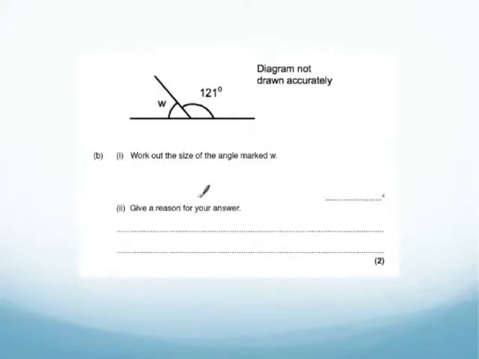Let's look at our next question. This is part B. Work out the size of angle marked W. So that's this angle here. And then we want to give a reason for the answer.